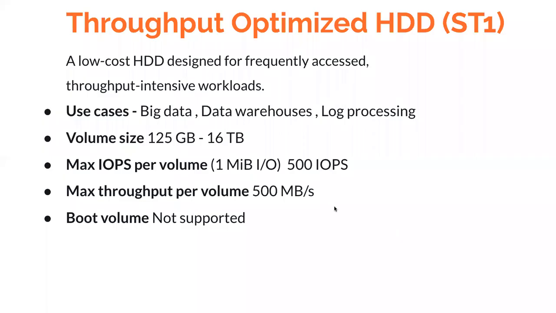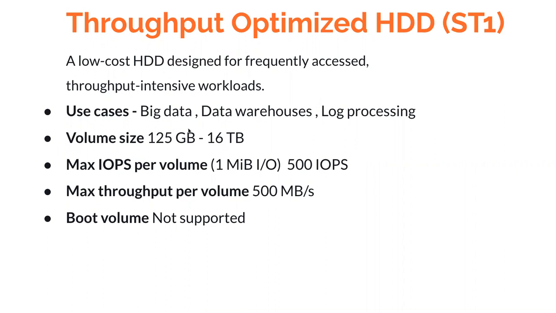So next is throughput optimized HDD, and the short name is ST1. A low cost HDD designed for frequently accessed, throughput intensive workloads. That means when you require low cost as hard disk, and data may be required frequently accessed. Use cases are big data, data warehouses, and log processing.